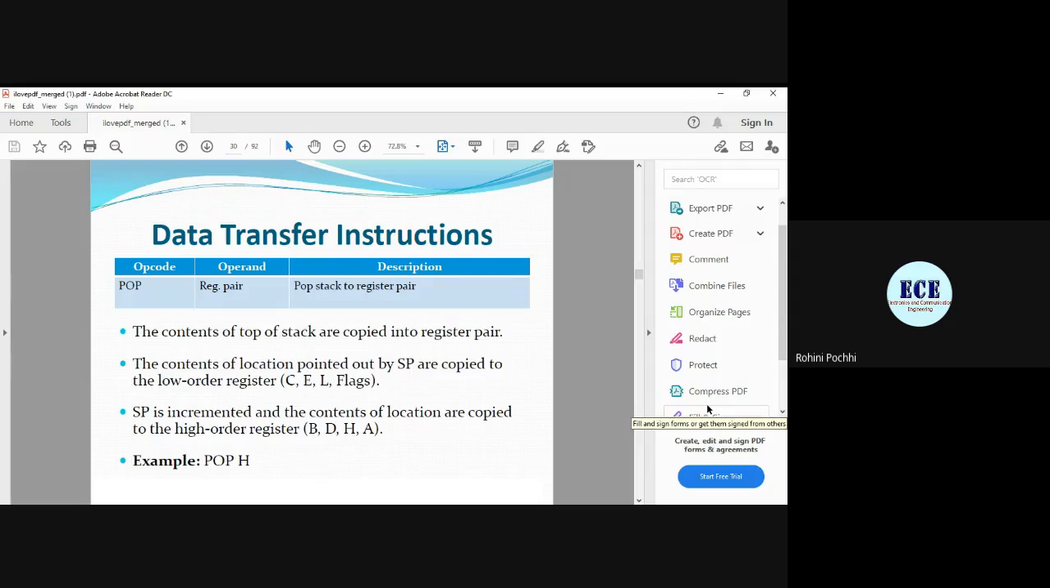Now the pop operation. Operand is a register pair. Pop stack to the register pair. Opposite of the push operation, we can perform the pop operation.